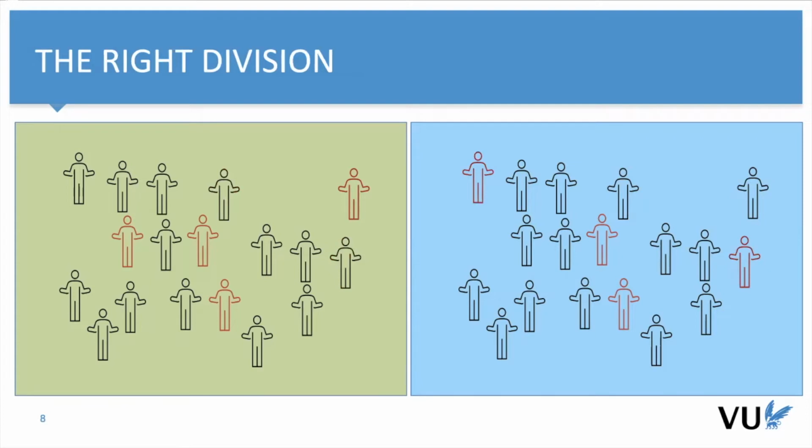This will be the right division. Here we have been able to divide our study population in two groups and both have the same underlying risk of cardiovascular disease, both in the exposed group and in the unexposed group. So the question is, how can we make sure that when we divide our study population, we end up with a division like this?